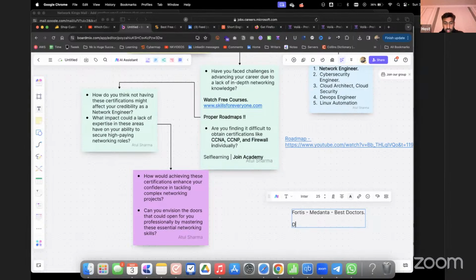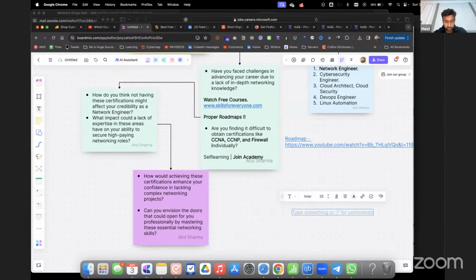Suppose you are a normal doctor, but if you want to become a top doctor, you need to practice under the top doctor, right? Then only you will become the top doctor. The same case with top high skilled engineers. This is something I cracked a long time back. That's why we created networkings.